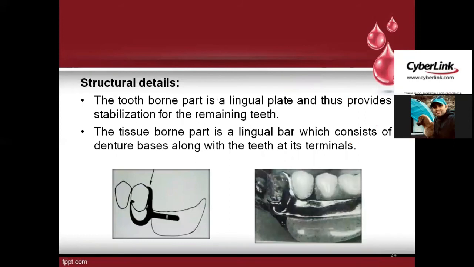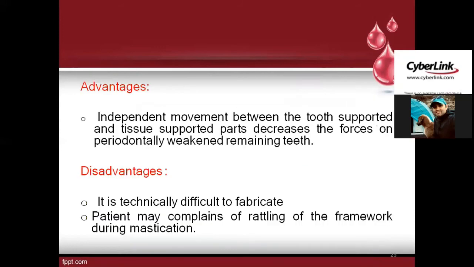Structural details. The tooth-borne part is a lingual plate and thus provides stabilization of remaining teeth. The tissue-borne part is a lingual bar which consists of denture bases along with the teeth at its terminals. There are various advantages. Independent movement between the tooth-supported and tissue-supported part decreases the forces on the predominantly weakened remaining teeth. And disadvantages: it is technically difficult to fabricate. Patient may complain of rattling of the framework during mastication.